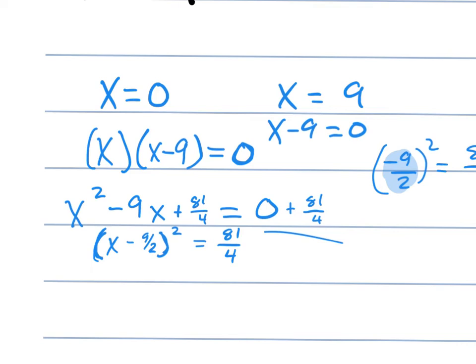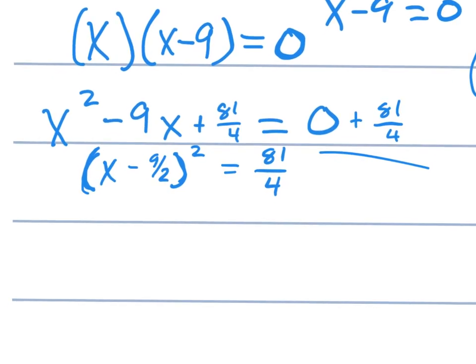So what do I need to do to finish this up? Just take away the 81 fourths from both sides, and we get x minus 9 halves squared minus 81 fourths is equal to 0. Done. That's good too, yep.